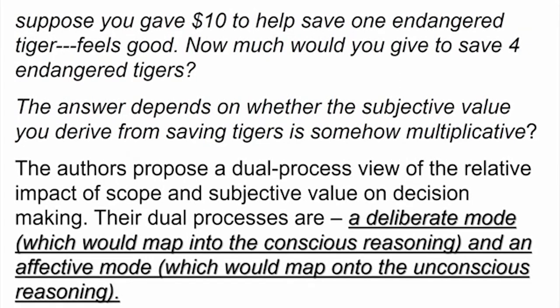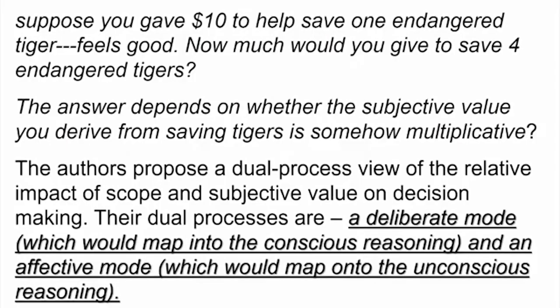But if you are functioning in an affective mode, in a way that you feel good about saving tigers, then saving 1 tiger is enough for you. The affective mode maps onto unconscious reasoning. In this case you say, I do not care, I have saved a tiger, that is the answer. Be it 1 tiger or 4 tigers, I have saved an endangered species, so $10 is more than enough, and in those cases you do not shell out more money.